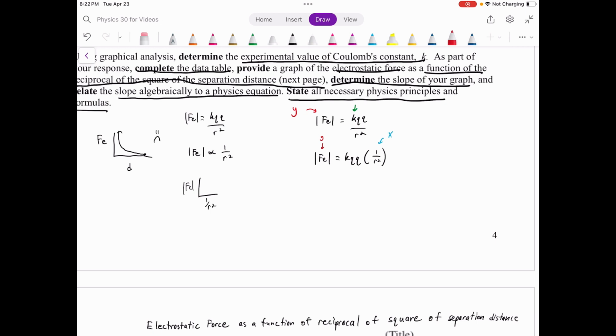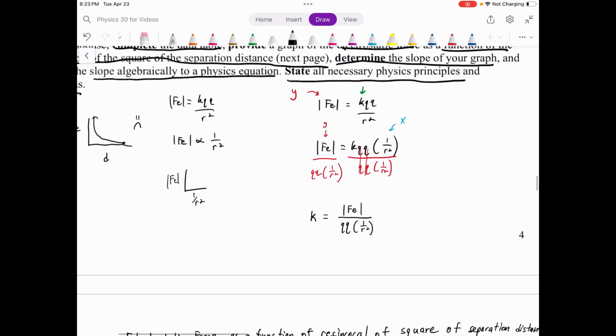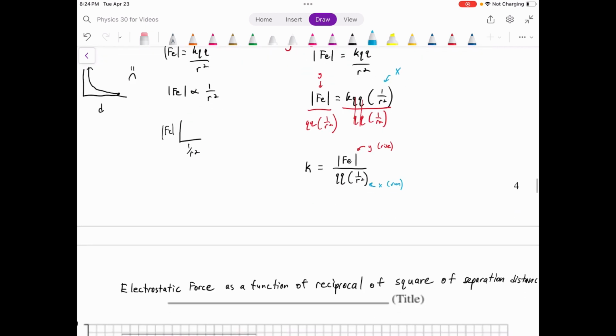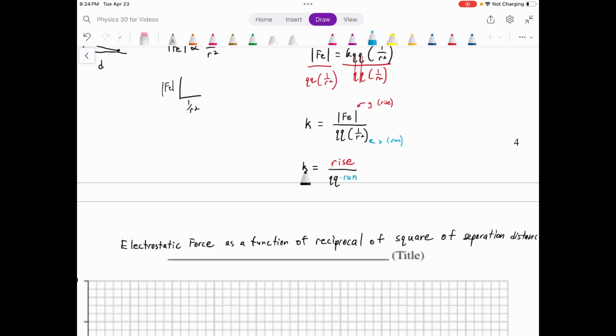And so if I solve this for what I want, which is k, I would need to divide both sides by q q times 1 over r squared, right? And now we can let this tell us what to do. We've isolated for what we want. Look at what we're doing with y and x, right? Here's my y variable, the electric force, right? Or rise. Here's my x variable, 1 over r squared, right? Or run. So this is really just saying that the Coulomb constant will be rise over q q times run, right?